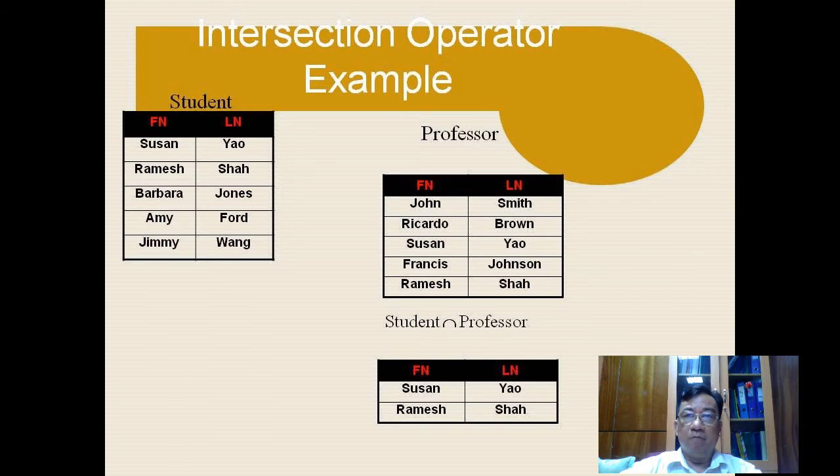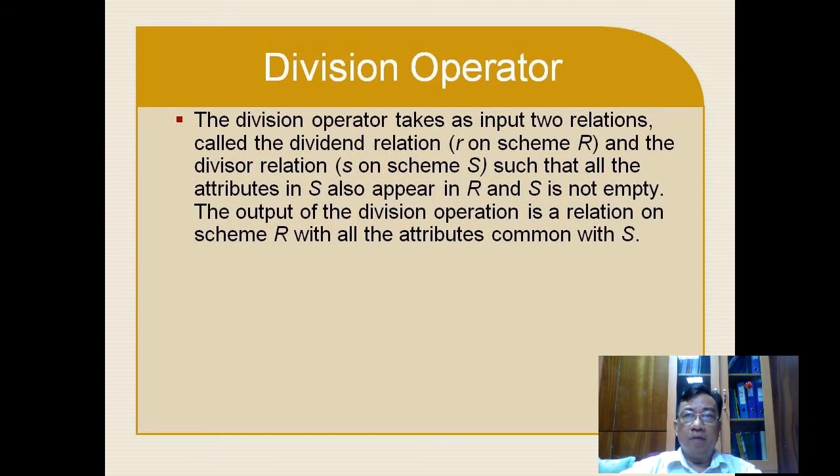Now I go to division operator. The division operator takes as input two relations: the dividend relation R on schema R, and the divisor relation S on schema S, so that all the attributes in S also appear in R and S is not empty. The output of the division operation is a relation on the schema R with all the attributes common with S.